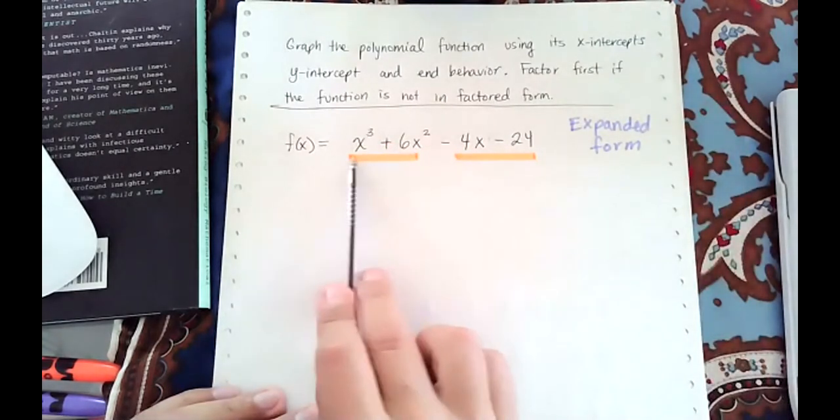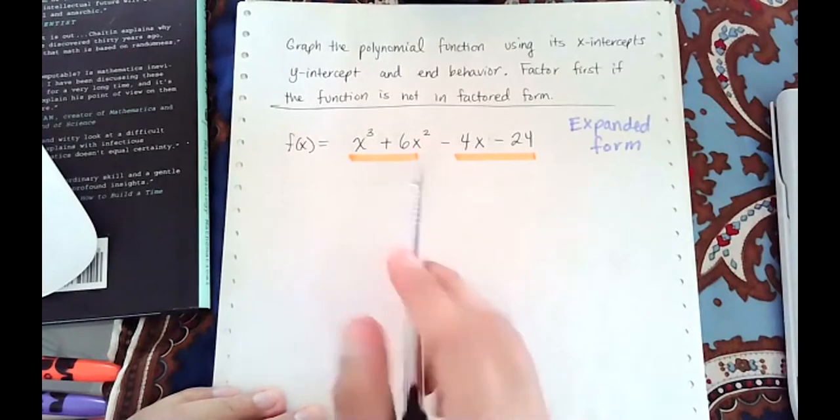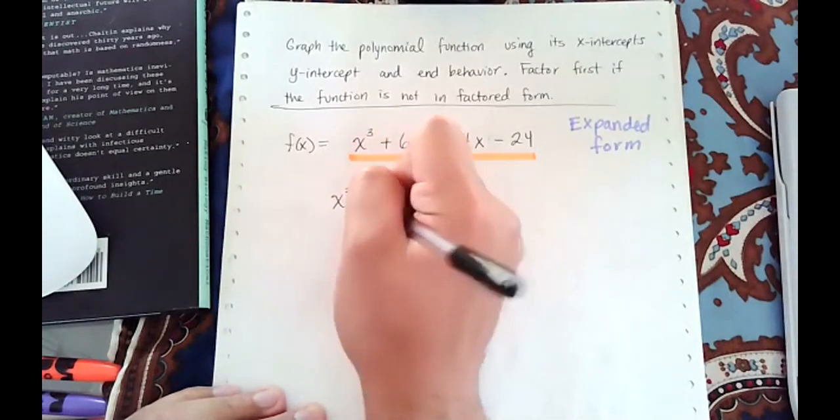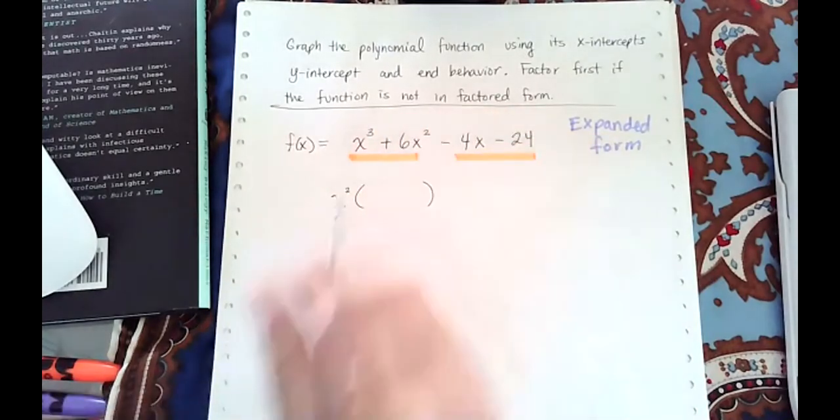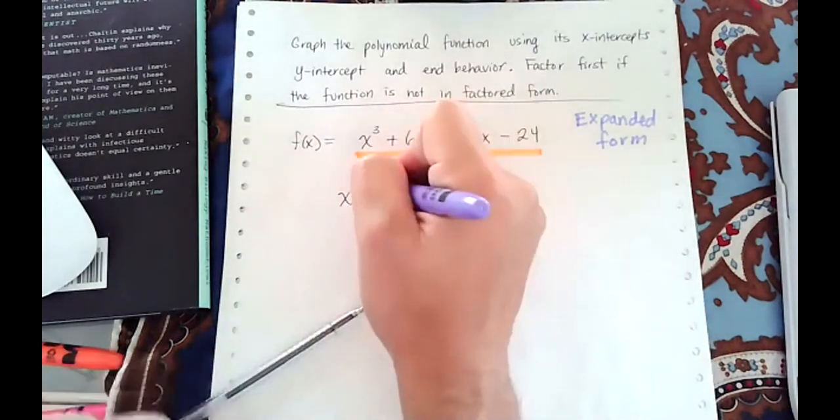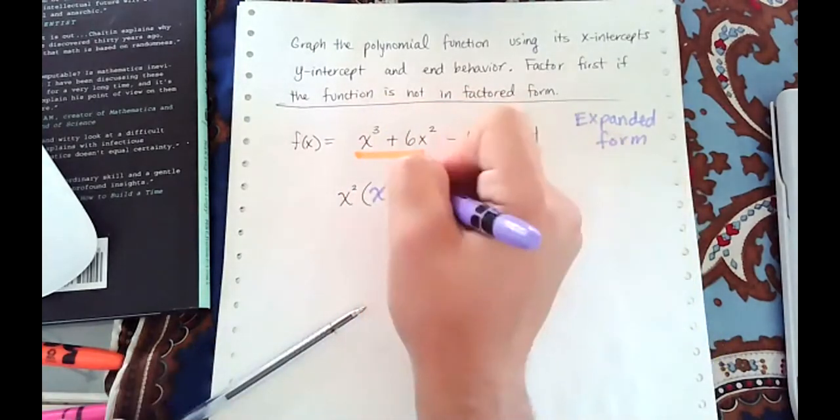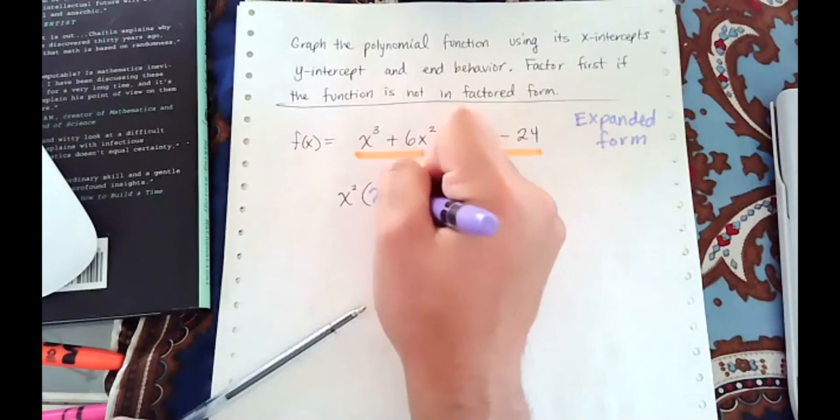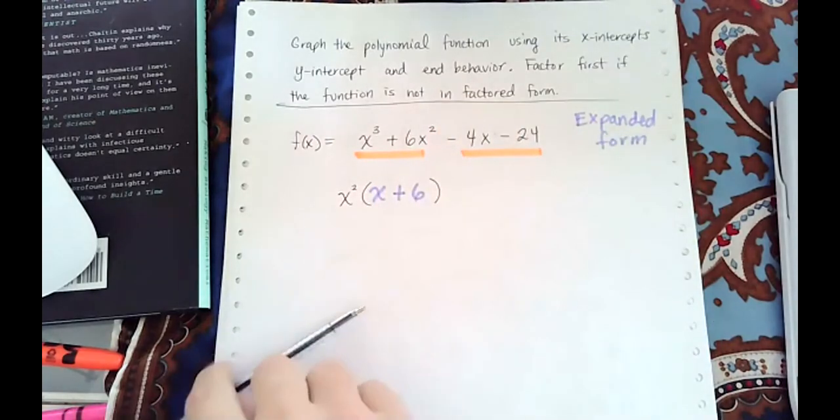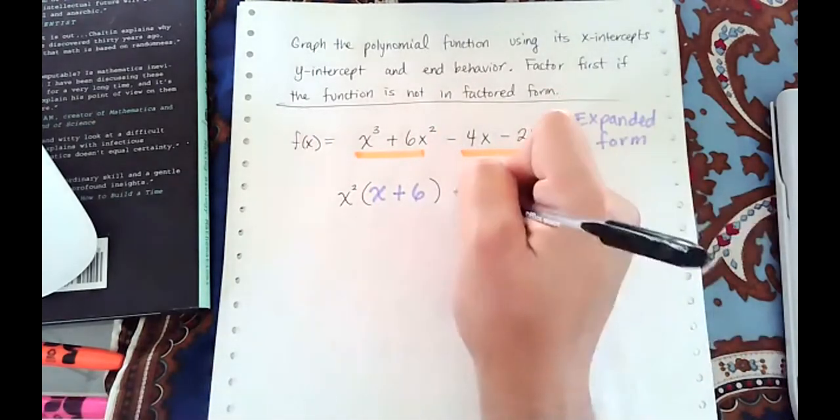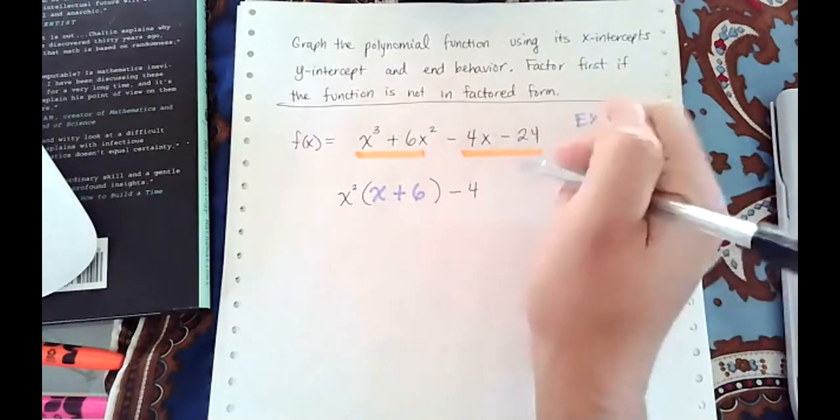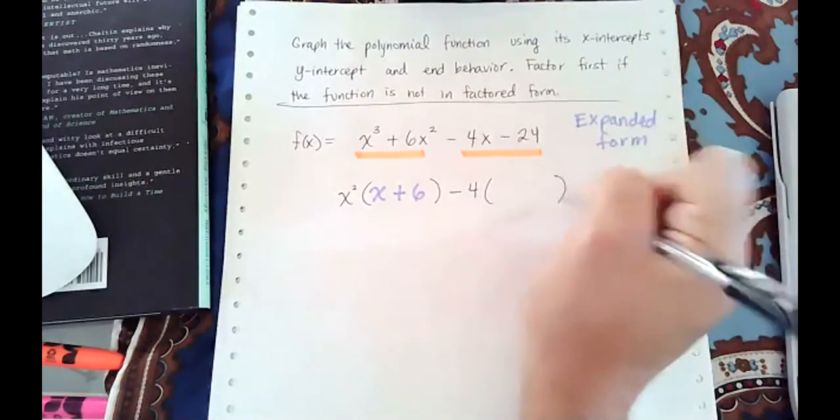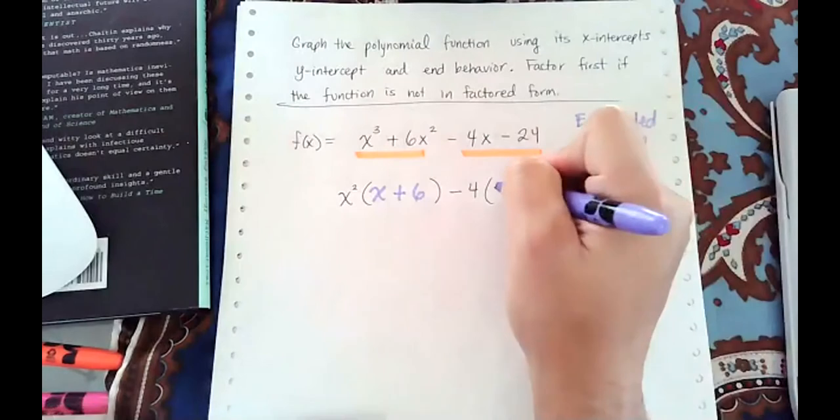So these two terms have an x squared in common. So I'm going to pull out the x squared. And that'll leave me with x plus 6. These two terms have a minus 4 in common. And that will also leave me with an x plus 6.